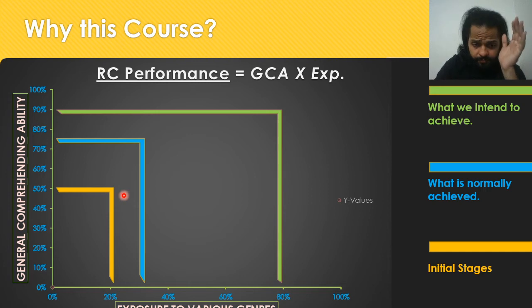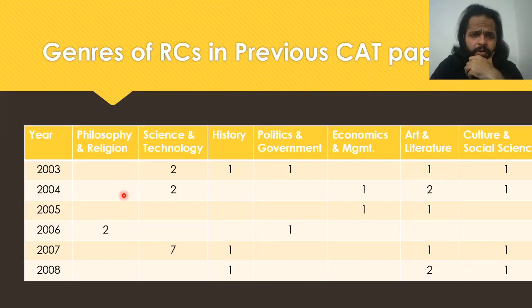Okay, so what we shall be doing in this course, and also let me take you through some data from earlier years. If you just take up papers from 2003 to 2008, and even papers from the last 2-3 years, you'll definitely see that the CAT passages have been asked from all sorts of genres: philosophy and religion, science and technology, history, politics, government, economics, management, art and literature. A lot of them from art and literature and culture and social sciences, right?